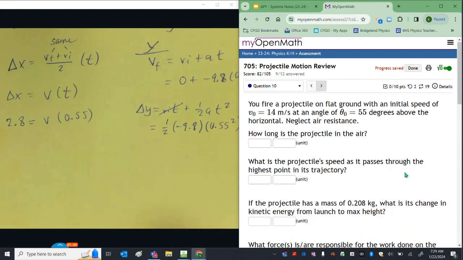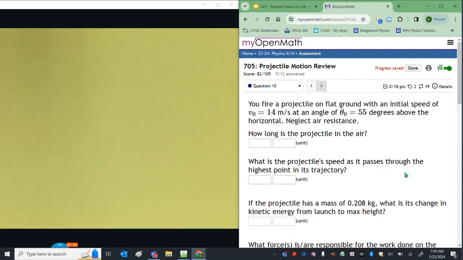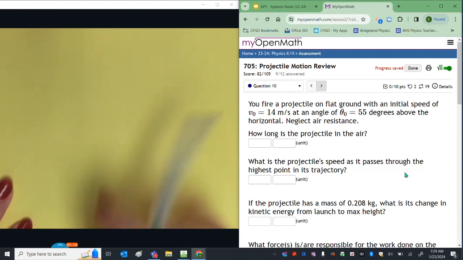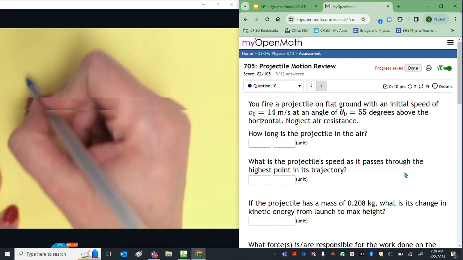Question number 10 says, you fire a projectile on flat ground with an initial speed of 14 meters per second at an angle of 55 degrees above the horizontal. I'm going to go ahead and sketch that out first.